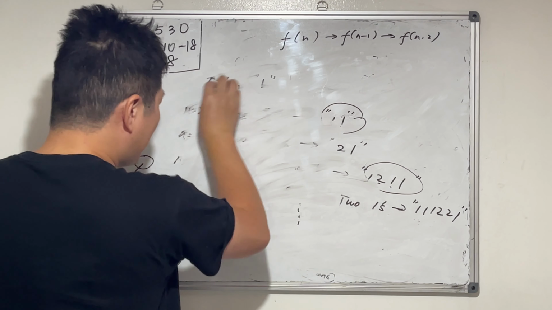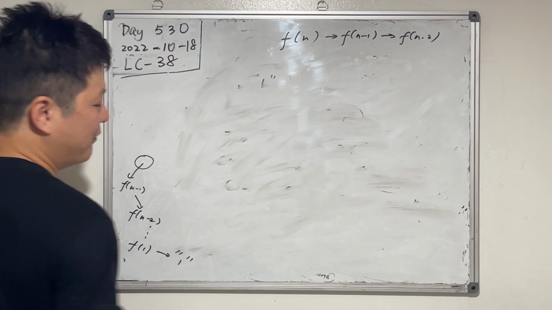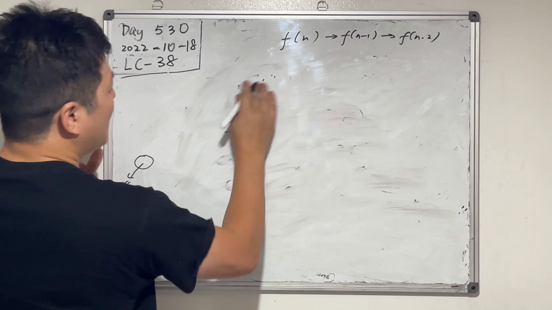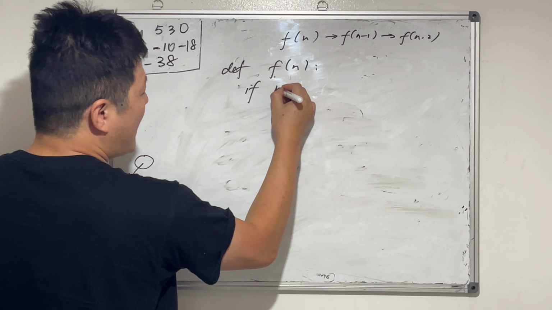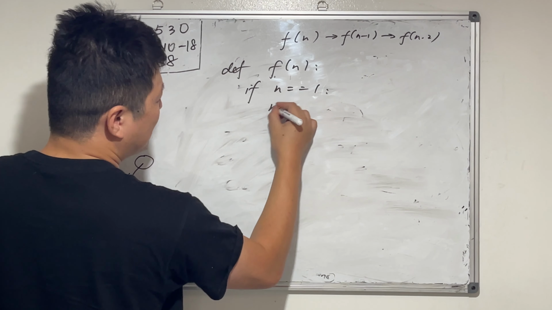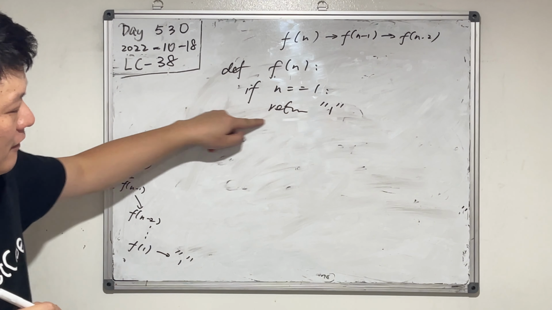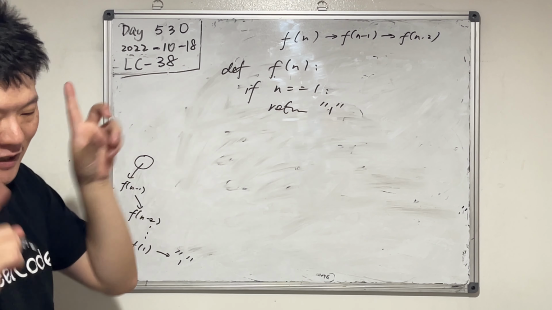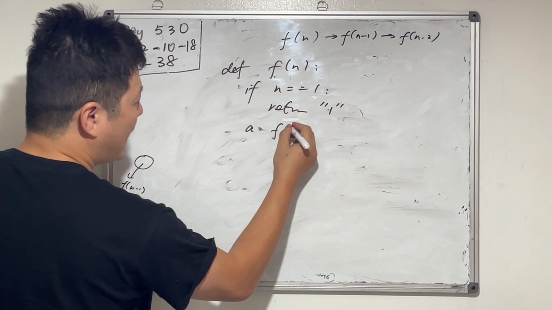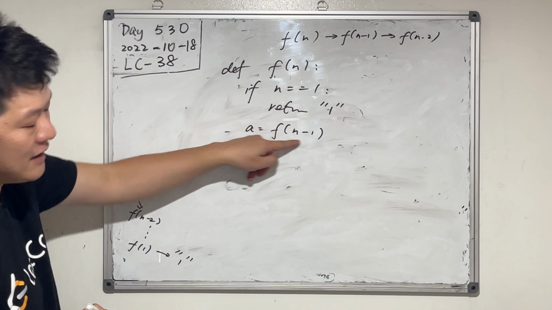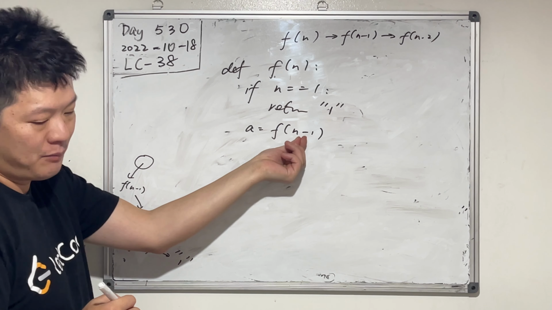So the thing is that we get this from f(n minus 1) and then we count and say from f(n minus 1), right? So define f(n). If n equals 1, this is the base case, return 1. When n equals 1, we return 1, think of 1 as a string. Now we get the previous, which is f(n minus 1). This is how we recursively solve the problem with n minus 1, the smallest problem.